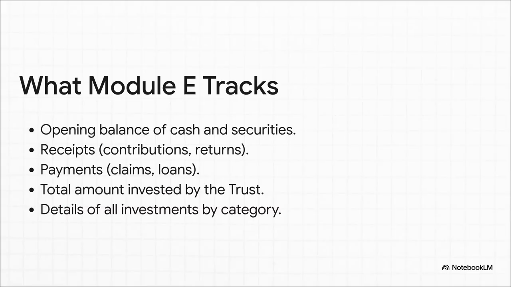So for all you parent trusts out there who do have to fill this out, think of Module E as the trust's monthly financial statement. It's pretty straightforward, really. It tracks what came in, like contributions, what went out, like claims, and most importantly, where the Board of Trustees actually invested the money. It's all about creating a transparent record of how that PF money is being handled and, hopefully, grown.